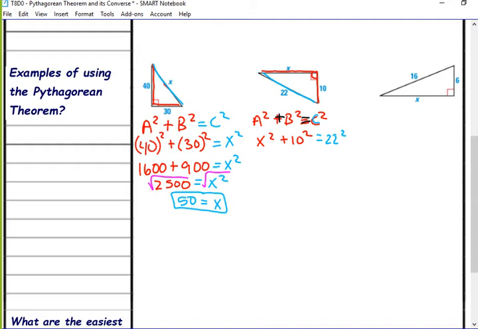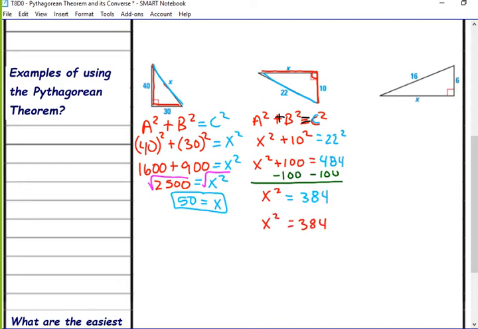So a little bit of simplifying. 10 squared is 100. I don't know 22 squared in my head, so 22 times 22 gives me 484. And now it's just an issue of getting x by itself. So we'll subtract off that 100. Okay, and so x squared should be equal to 384. Okay, so to get rid of that square, we have to square root. Okay, and so the x value in this case, 384, take the square root of that.